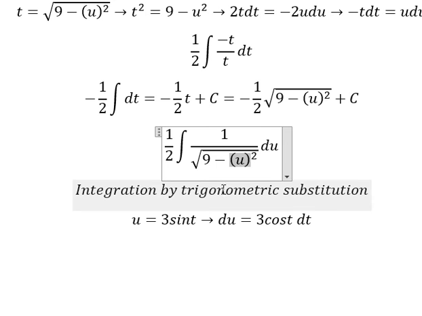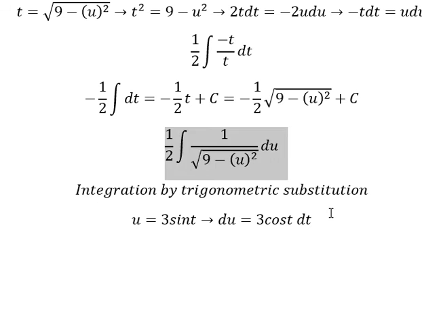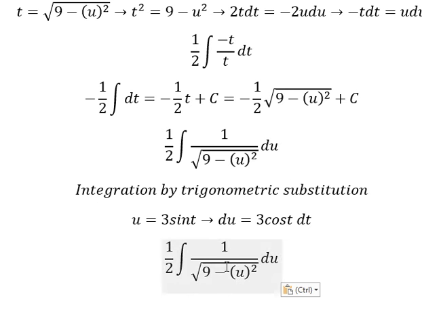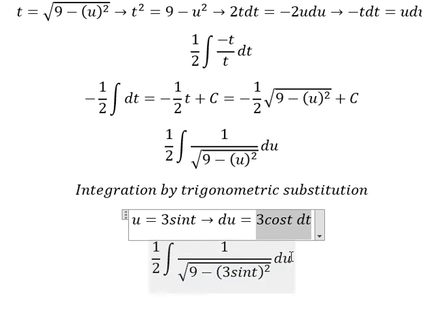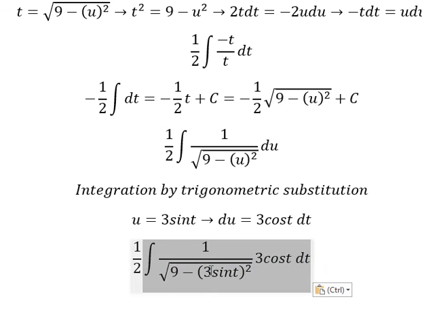9 sine t squared, number 9. We can do factorization. 1 minus sine t squared, we change to cosine t squared, and later we simplify the square root and du. So we put this one in here. du we change by this one.